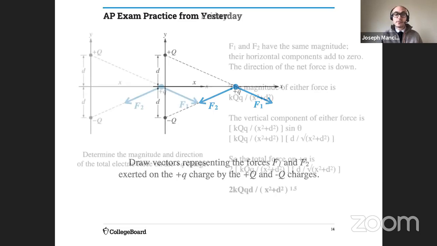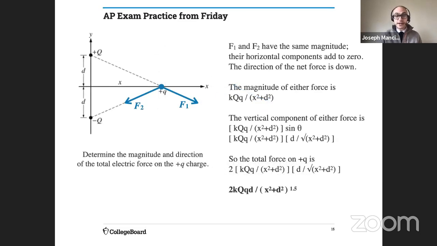Then you had to determine the magnitude and direction of the total electric force on the little plus Q charge. F1 and F2 have the same magnitude, so their horizontal components add to 0. I only paid attention to the vertical components here. The magnitude of either of those forces is Coulomb's constant, K, times the big charge times the little charge, divided by the distance between them squared. So the vertical component of either force is that total force times the sine of that angle.